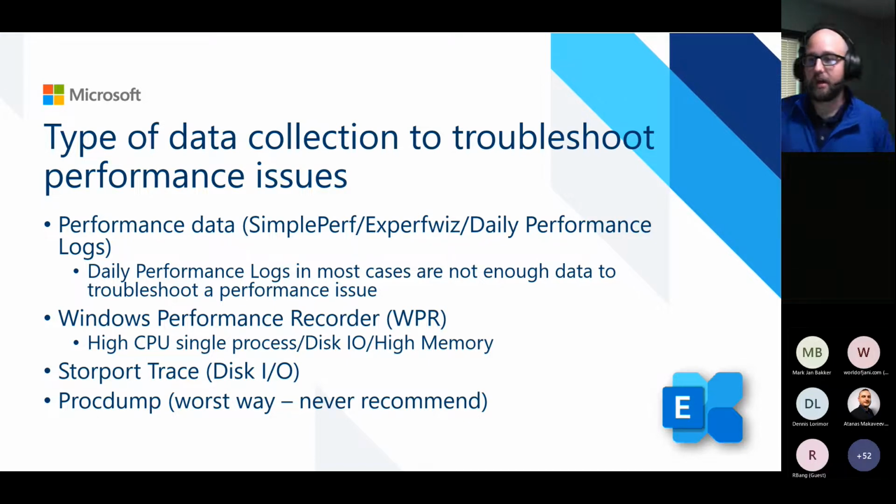Proc dump is often what we see get collected, and it's actually the worst way to go about troubleshooting a performance issue. A lot of people get it in their heads that taking a process dump is going to be the end-all cure-all, like we know exactly what's going on. But a proc dump in itself is just a snapshot in time of a user mode process, and it doesn't give you the full picture of what's going on.